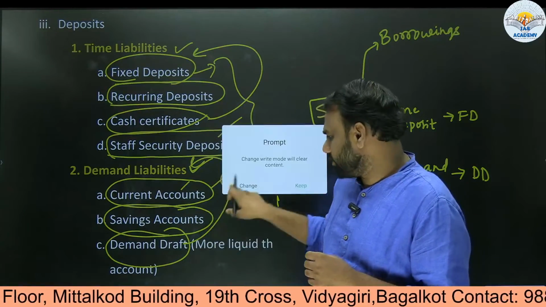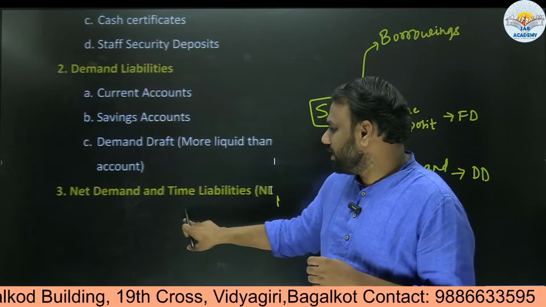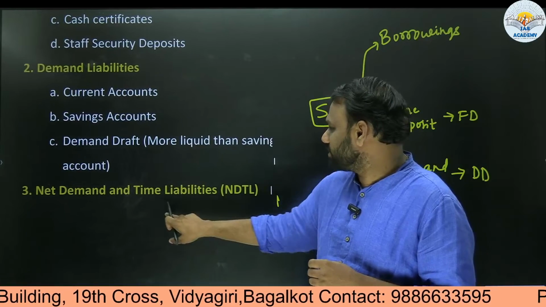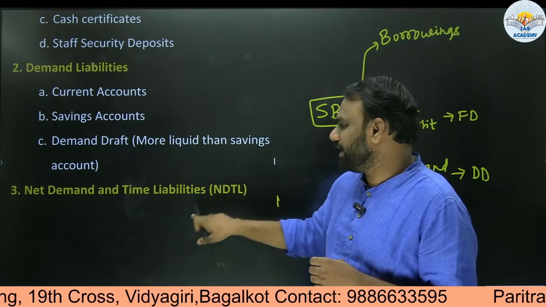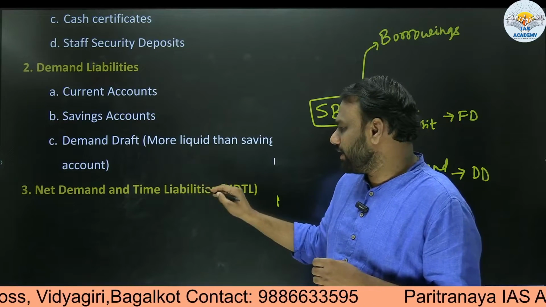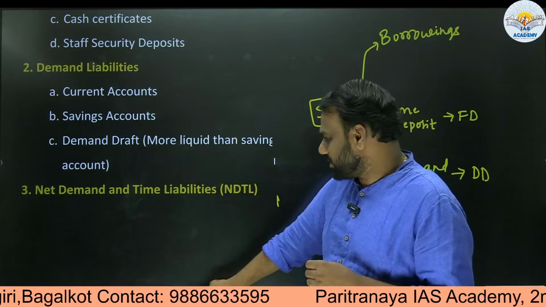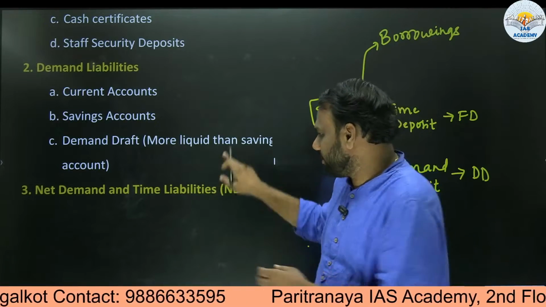Often in the newspaper, we hear this term: net demand and time liabilities, also called NDTL. This is also very important. Net demand and time liabilities is the total of the demand and time liabilities.